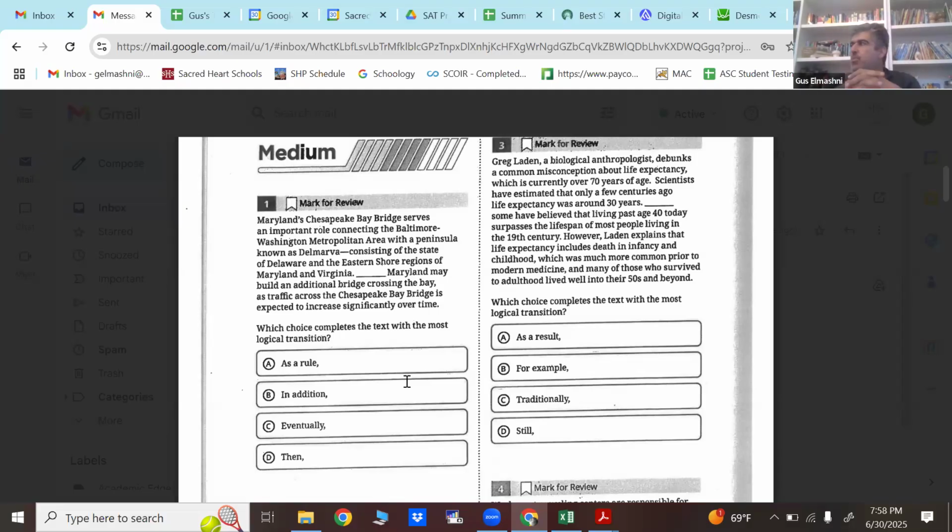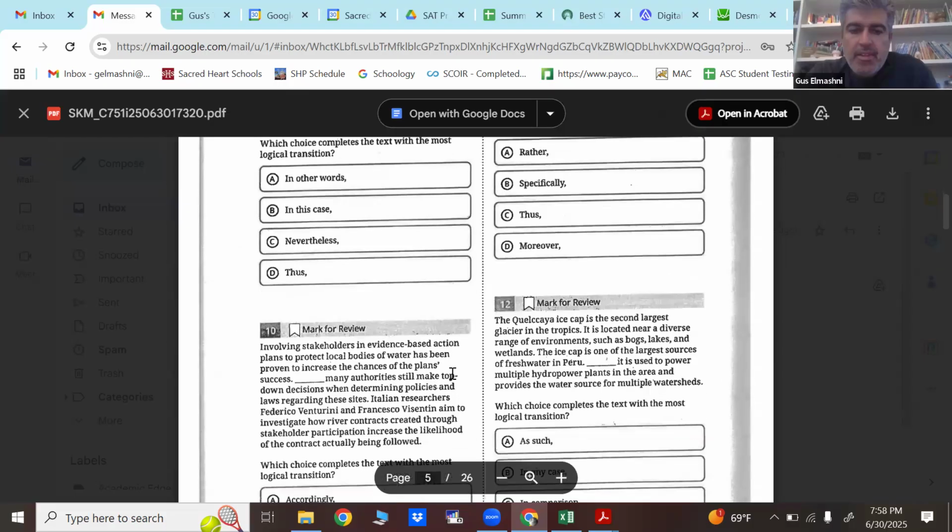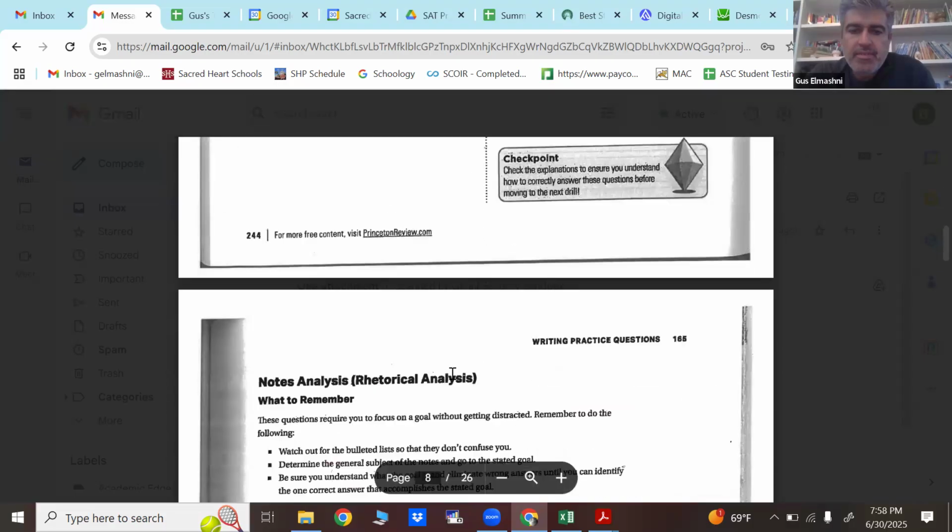Yeah. And so this is what we call sequence, because they're saying this is what could happen eventually, right? As a rule doesn't make too much sense. In addition doesn't make sense. It may, it's not definite. Correct, because it would be more definite if you said then. Or as a rule, that's definite, right? So A and D kind of knock each other out as a result. And maybe even B does too. So you would get 400 out of 800.